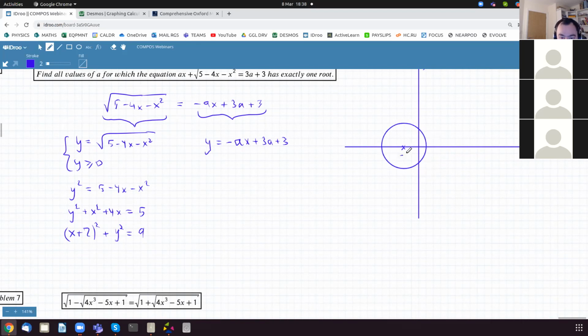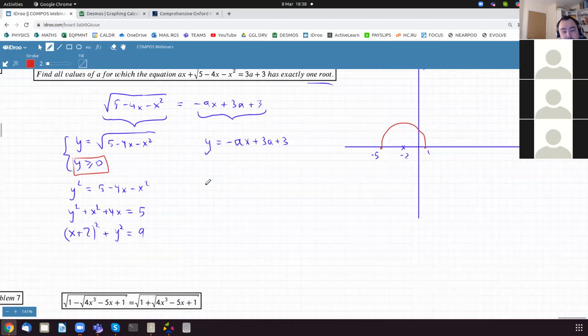Okay, so this is minus 2, this is 1, this is minus 5. It's exactly one root. So that's a circle, but you have to remember that y has to be positive. You're not allowed negative values. So it's a half circle. It's a circle, but only like this. It's a half circle.